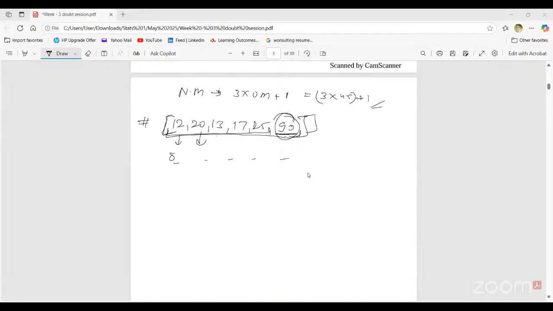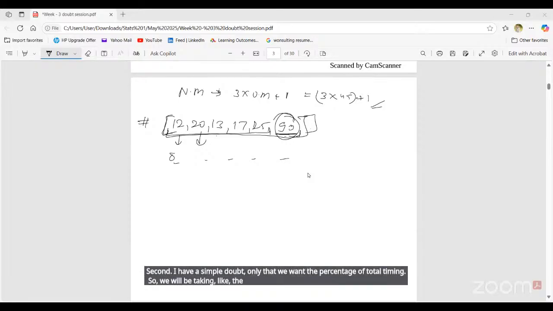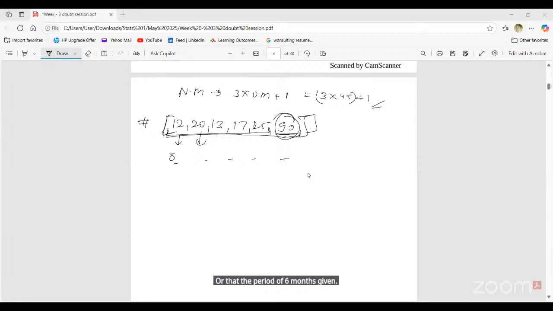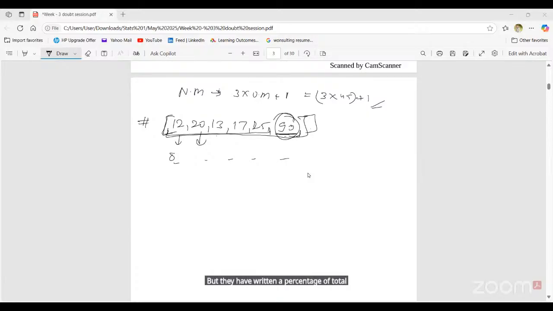I have a simple doubt only. We want the percentage of total time. So when we calculate the percentage, will the total be the total frequency, or the period of 6 months given in the question? You're asking about the total, right? So it would be the total frequency. But they have written a percentage of total time. So will it not be 6 months?